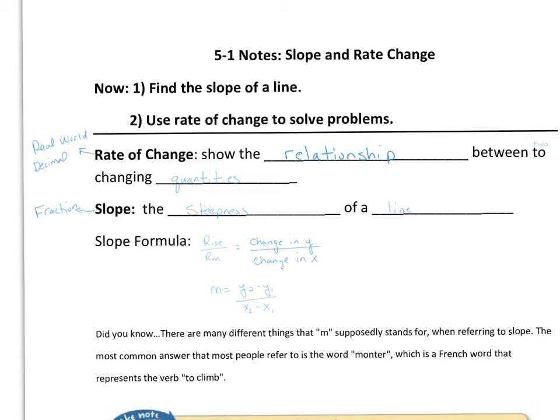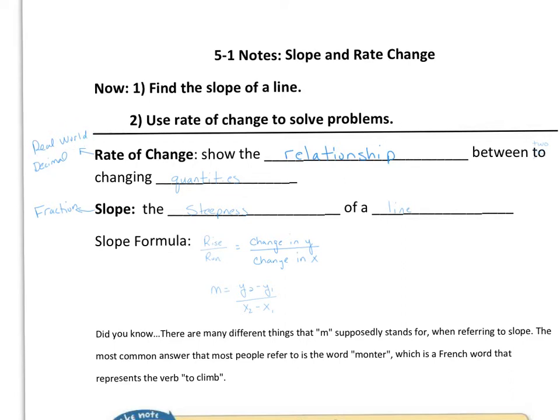Okay, this is going to be lesson 5.1 notes. And in 5.1, what we're going to be looking at is slope and rate of change. Okay? So now rate of change is just slope. It's the same thing as slope, but it's dealing with the real world.